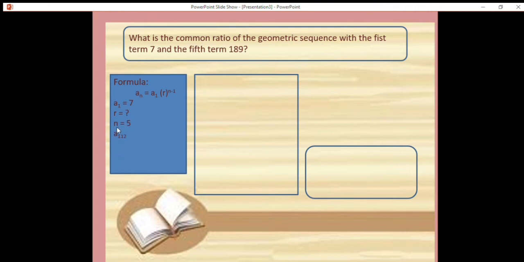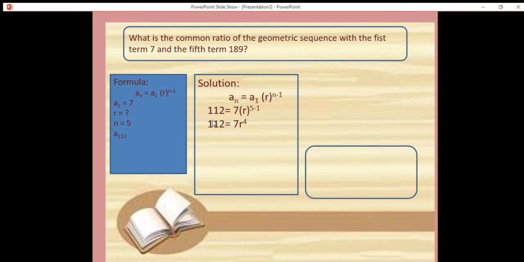Our a sub n is 112. So, understand this problem first. What is the common ratio of a geometric sequence with the first term of 7 and the fifth term is 180? Okay, oh my god, I'm really sorry. So, this is 112. This is 112 rather. I'm really sorry. Okay, so solution. Copy the formula. Substitute all the given numbers. So, 112 is equal to 7 times r to the power of 5 minus 1.